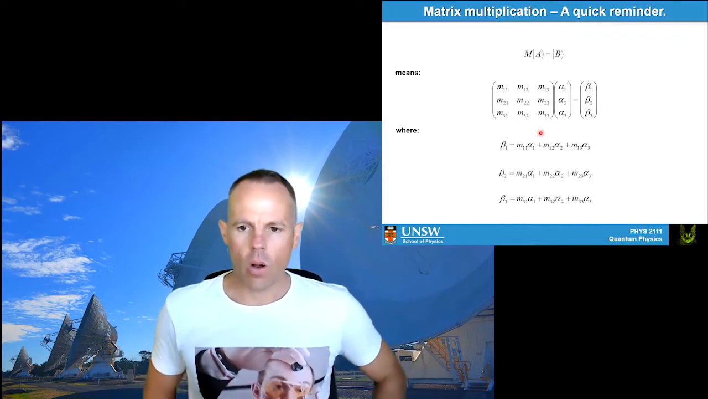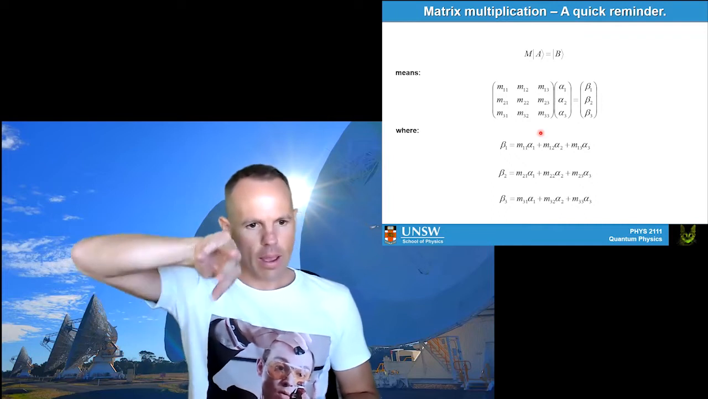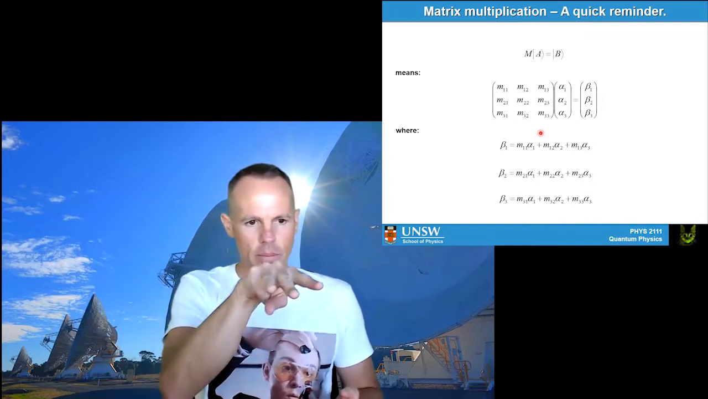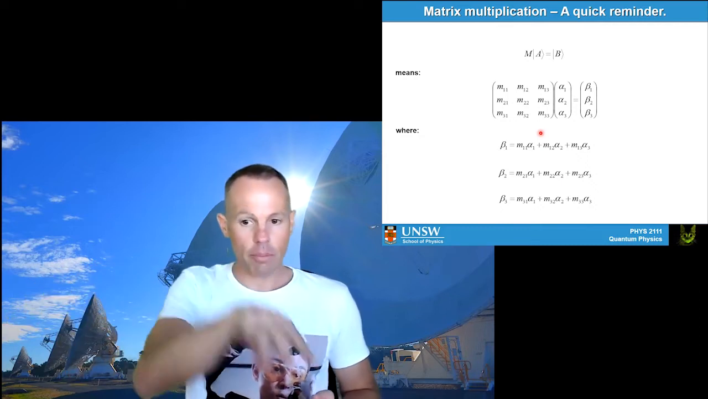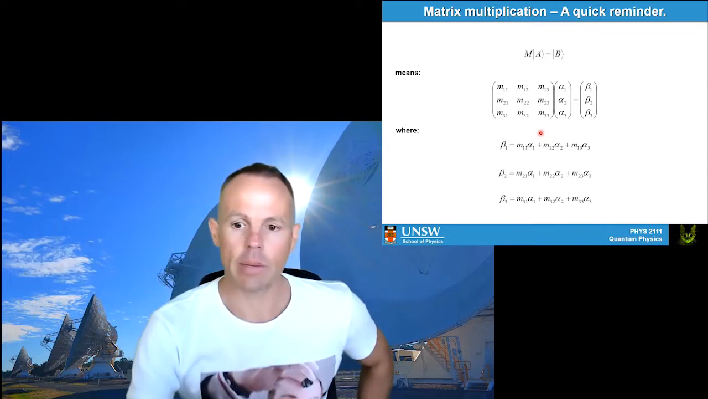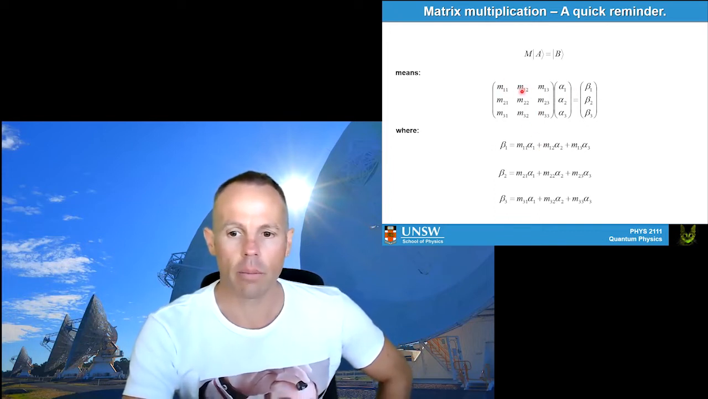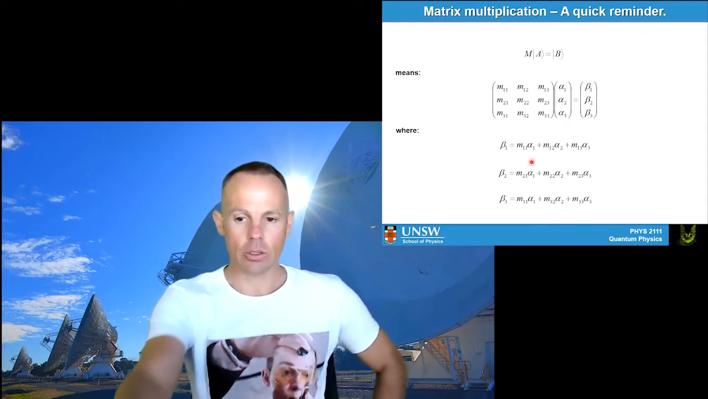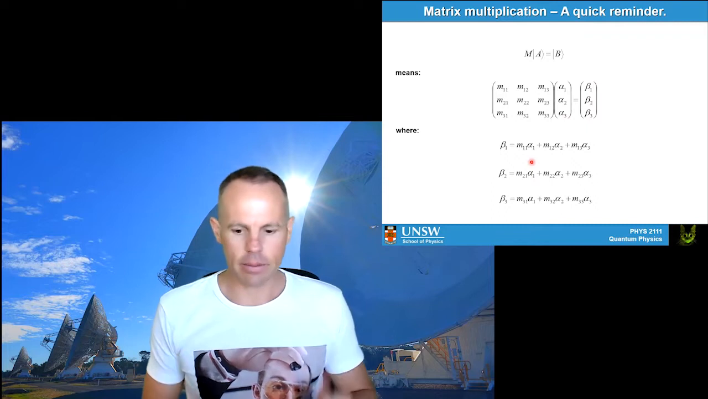Okay, so I always have a hand mnemonic to remember how the multiplication goes for this, and it's basically: pick up the top row and put it onto the column, and that gives you the top element. Pick up the second row, put that onto the column, and that gives you the second element. Pick up the bottom row, put that onto the column, and that gives you the third element. So to work through the first one, m11 times alpha 1 plus m12 times alpha 2 plus m13 times alpha 3 gives you beta 1. And you can see that in the first equation at the top. Okay, if you're not familiar with it, work your way through it. If you're familiar with it, excellent.